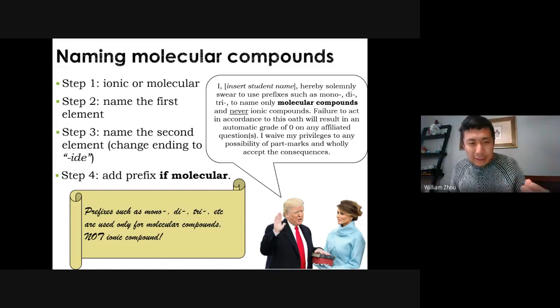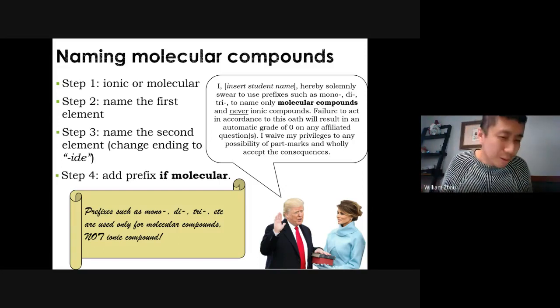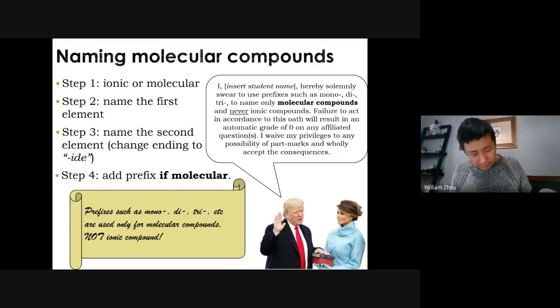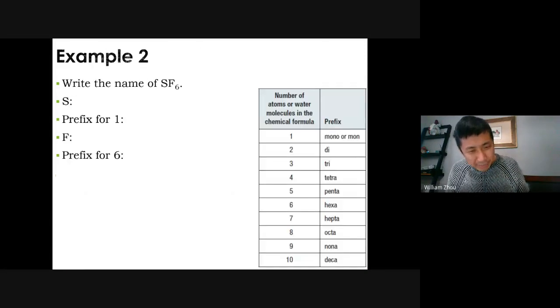Okay, and then you name the first element, you name the second element. That's what we learned for ionic. Change the end into IDE, and then add prefixes only if they are molecular. If they're ionic, you don't add them, and you're done. If you're multivalent, you put the Roman numerals. Okay, so we've learned many rules up to now. Individually, they're all very simple, but combined together, they can be confusing. So let's do more examples.